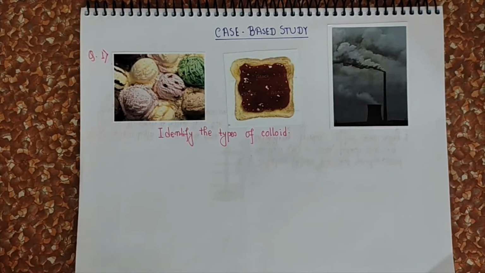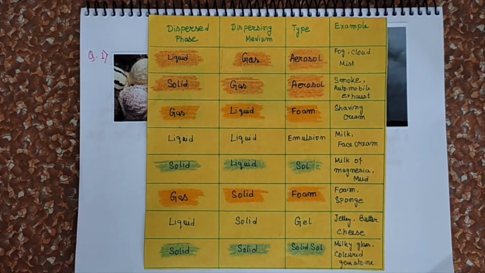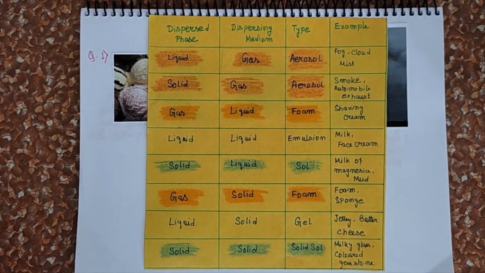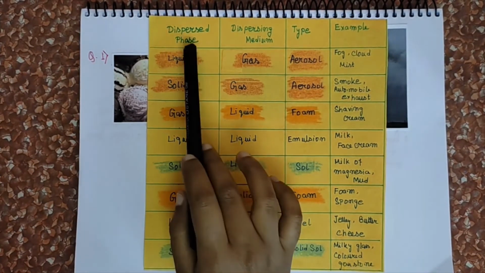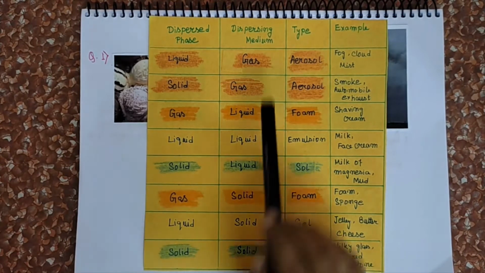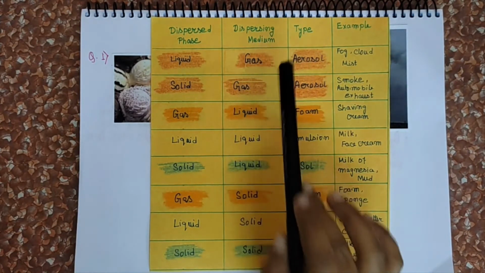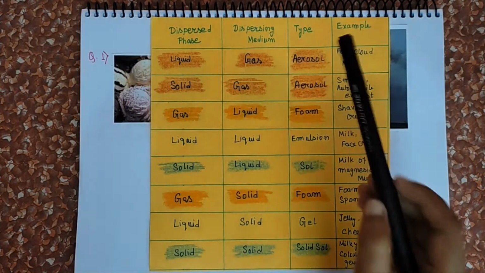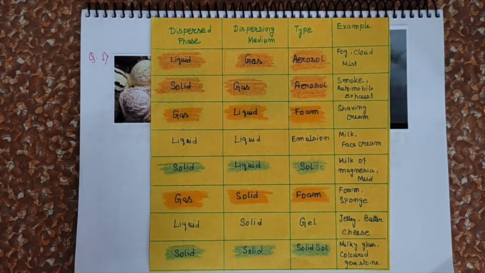For this, you have to know one small table, and this is the table for you. Now here, in the heading, what is given? Dispersed phase, that means which is present in small amount. Next, dispersing medium. The dispersing medium is present in large amount. Now, what is the type of this colloid? And the last one is the example.